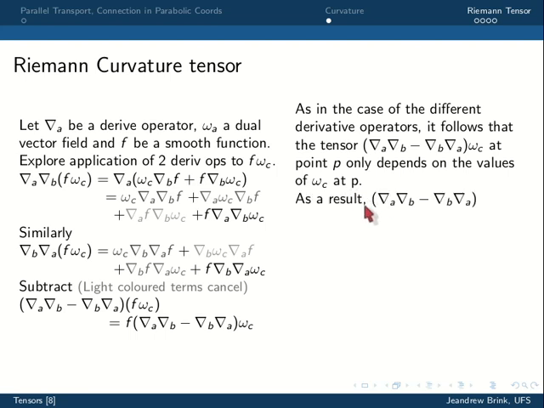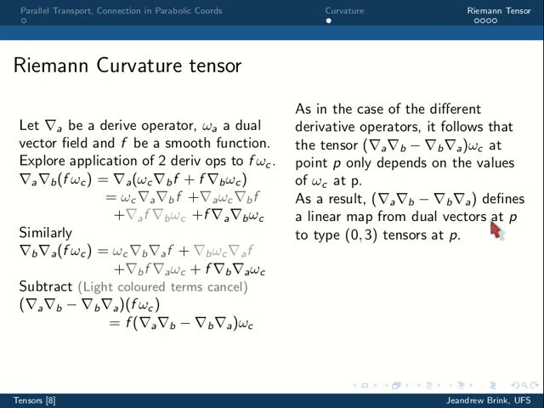So as a result, this defines a linear map from the dual vectors, which is omega at P, like omega C, to a type 0,3 tensor at P. You get the fact that it's a linear map just from the fact that it doesn't depend on omega C away from P. And the fact that it's a 0,3 tensor, you simply get by counting the indexes that it's actually working on. So what it does is it basically behaves like a 1,3 tensor.